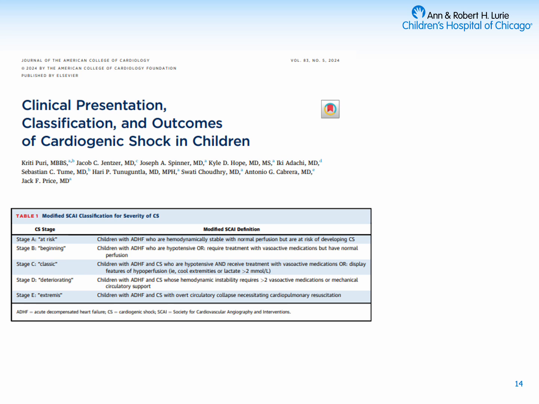And these SCI classifications are now being applied to infants and children. Dr. Kriti Puri out of Texas Children's made a modified SCI classification for the severity of cardiogenic shock in infants and children. And you can see the description there of the different stages and descriptions of findings in children.